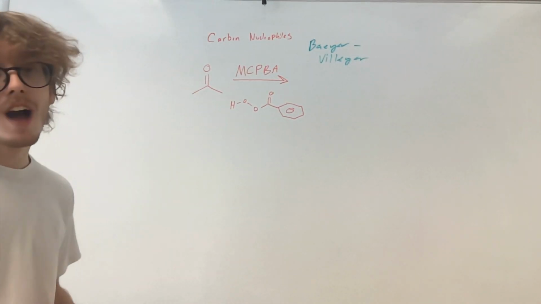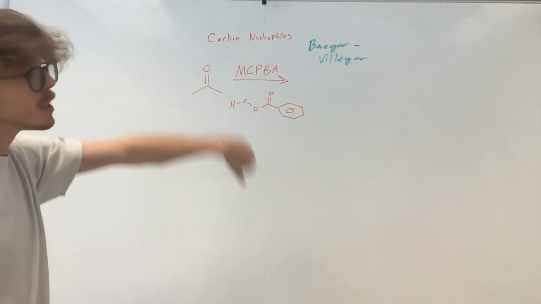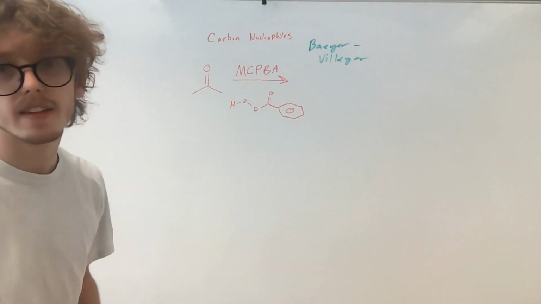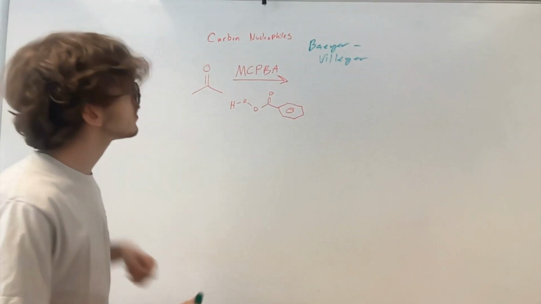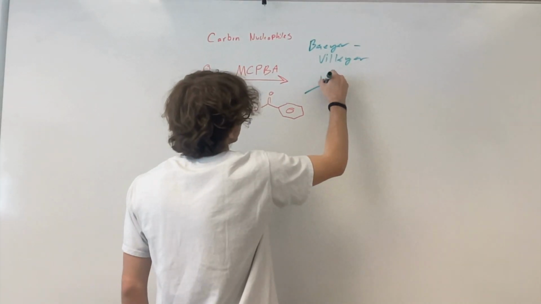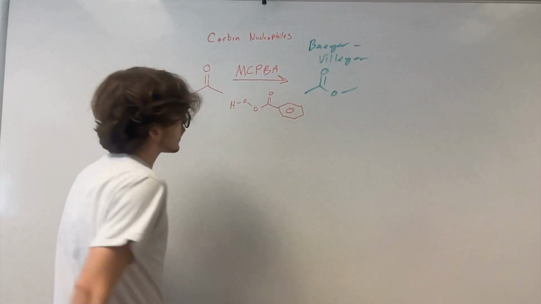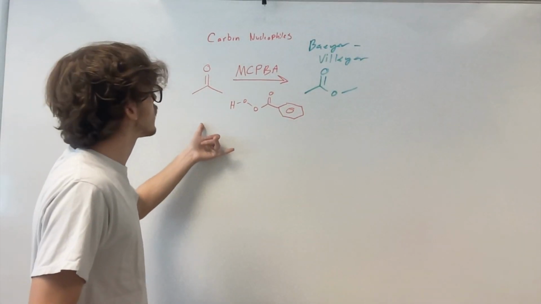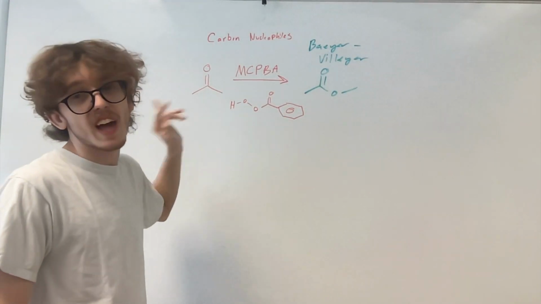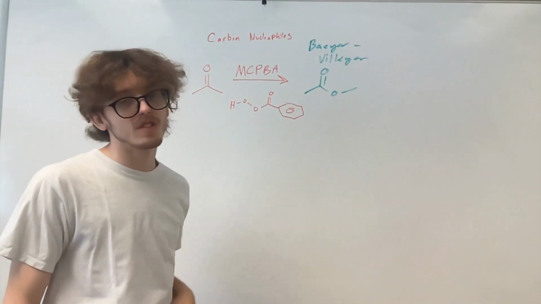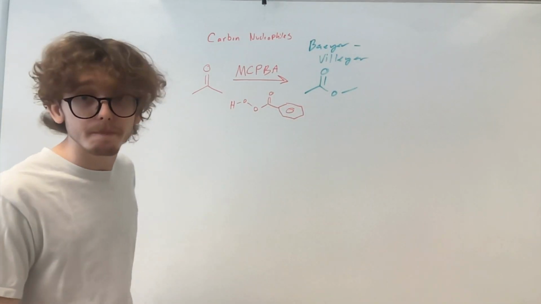It's called the Baeyer-Villiger oxidation, and basically we take MCPBA, or any peroxy acid for that matter, react it with a ketone, and what we see happen is we get this here, right? So if we did Baeyer-Villiger oxidation of acetone, we'd get an ester that looks like that, for example.